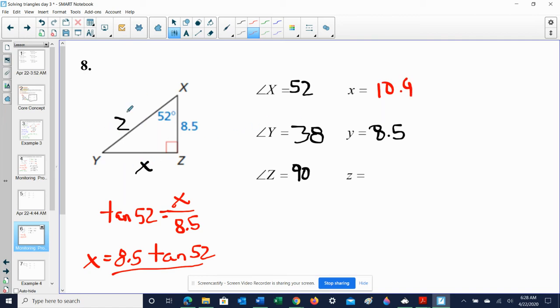How do I now find z? I could use one of my trig functions again, but once I know the two sides of the triangle, I'm going to use the Pythagorean theorem.